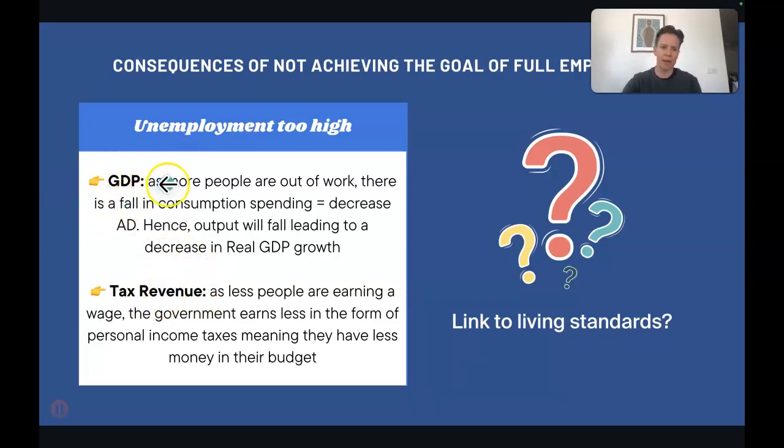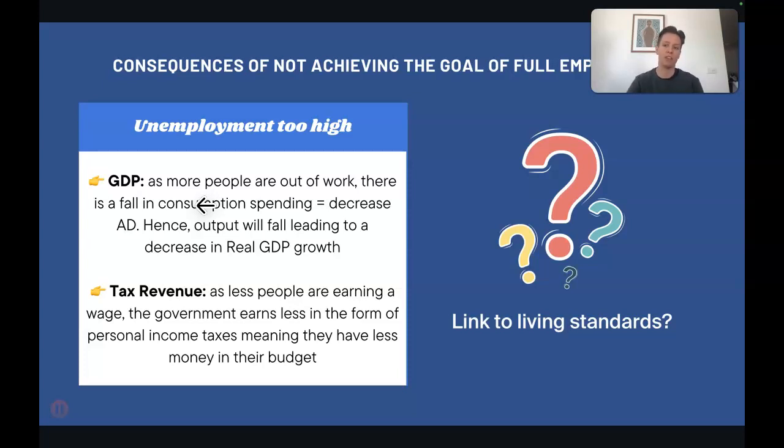So in terms of GDP, if there are more people out of work, there is a fall in consumption spending, which is going to decrease aggregate demand. In your head, draw the graph and ask yourself what happens on the x-axis. We're going to see a decrease in real GDP growth. Okay, now that's the consequence. You could potentially keep going. I know that you know the consequences of a decrease in real GDP, but it depends on the structure of the question, and I'll show you an example in a moment.